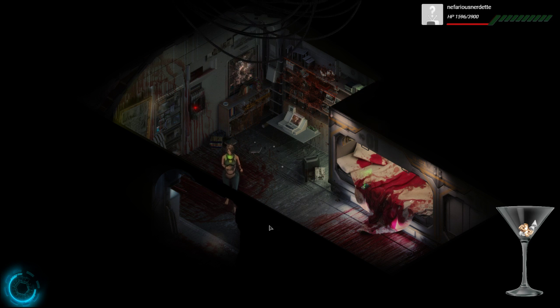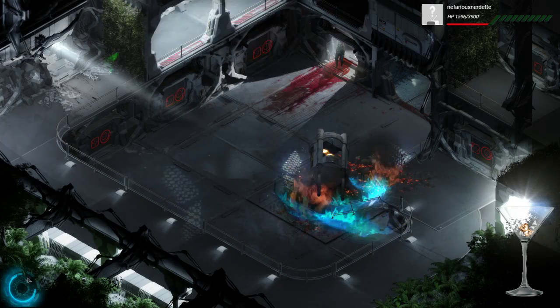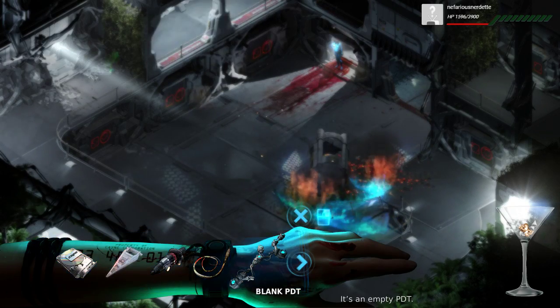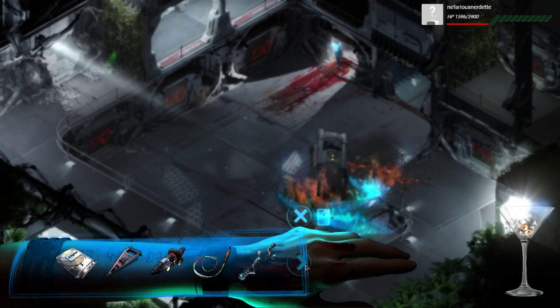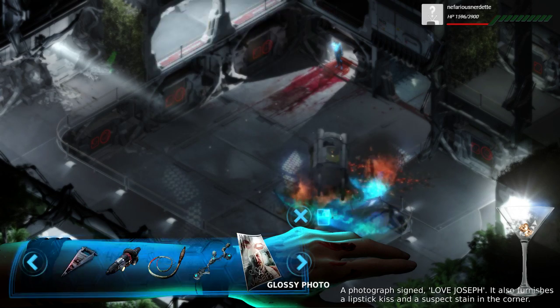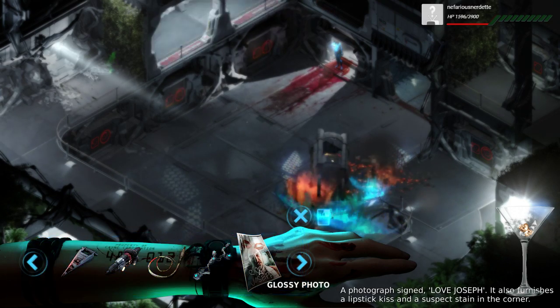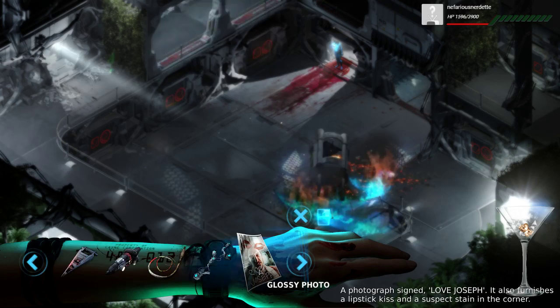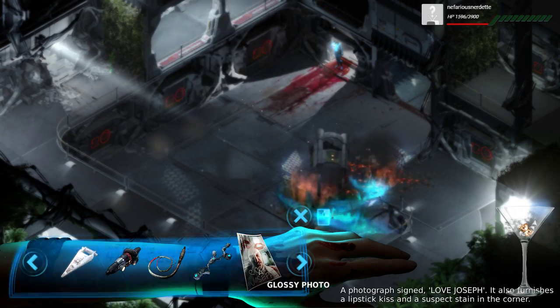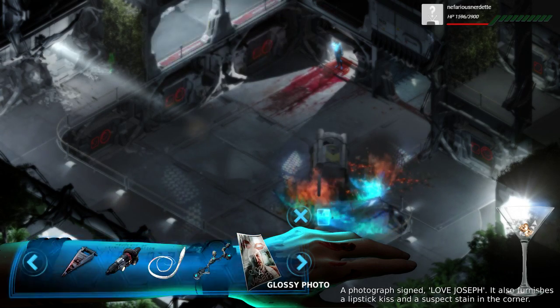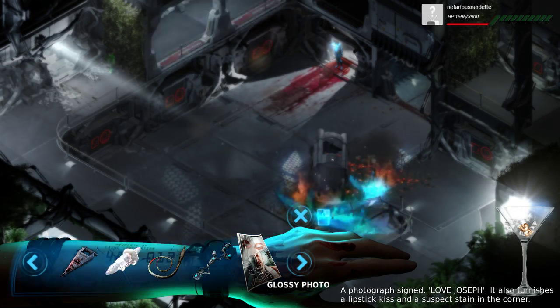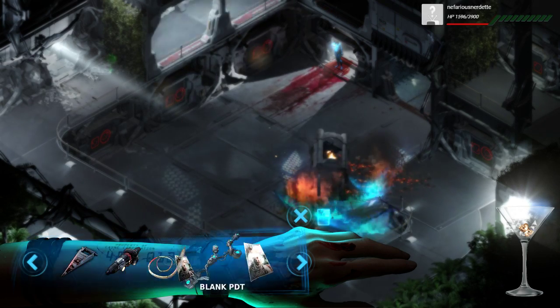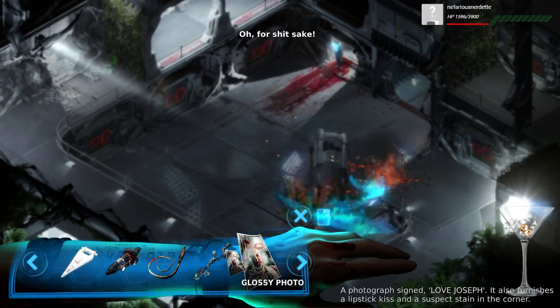Alright. Okay, so I got a blank PDT. I got a photo of Joseph. A glossy photo at that. It's an empty PDT. Photograph signed Love Joseph. It also furnishes a lipstick kiss and a suspect stain in the corner. Oh my god, it does. I didn't notice that. Oh, Jesus. Well. Oh, for shit's sake.